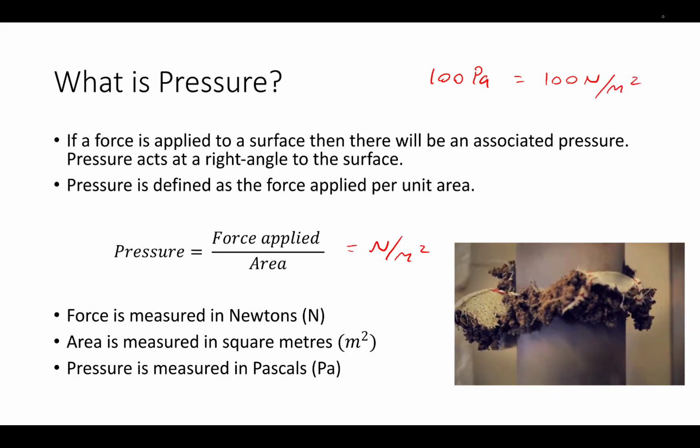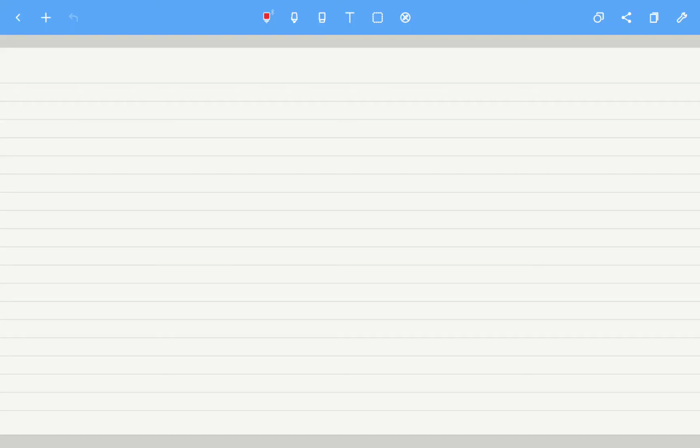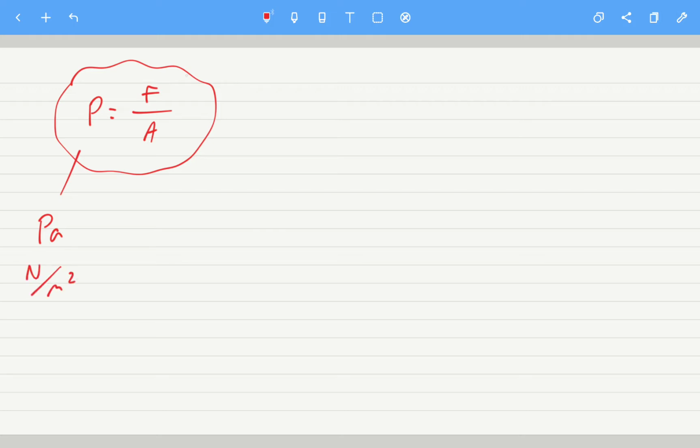Okay, let's move on. We're going to do some questions in a moment, but let's look at the equation first in shorthand. So we can say P equals F over A. Pressure is force over area. Remember, pressure is in pascals or newtons per square meter, force is in newtons, and area is in meters squared.